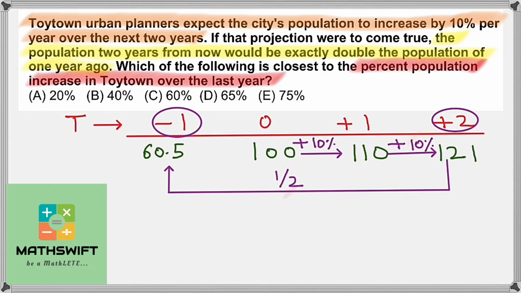Now we need to find the percent population increase in Toy Town over the last year. Percent increase from 60.5 to 100. Since we need to answer an approximate percent increase, we can write it this way.